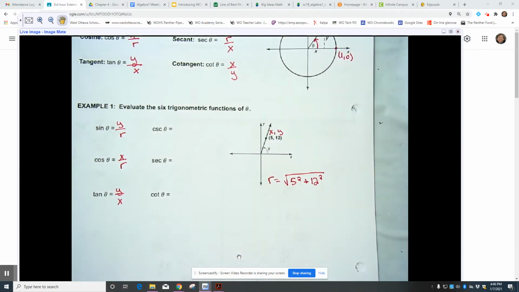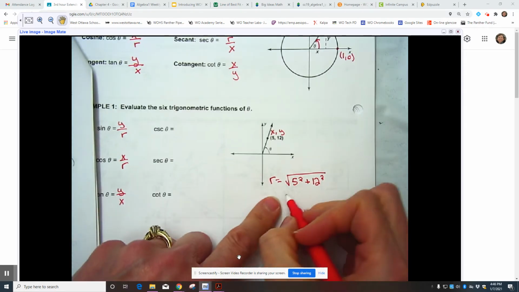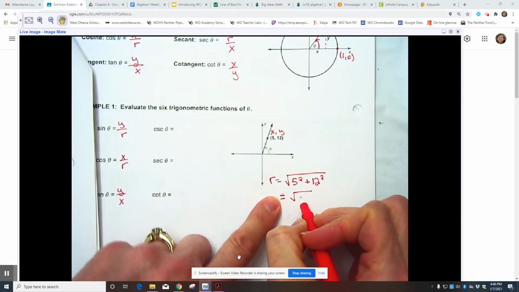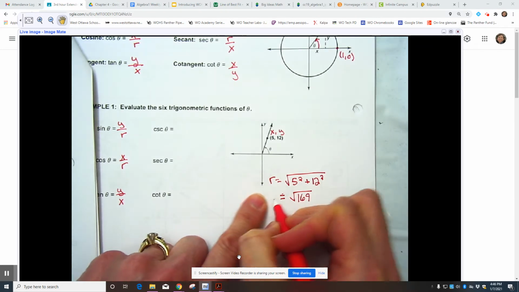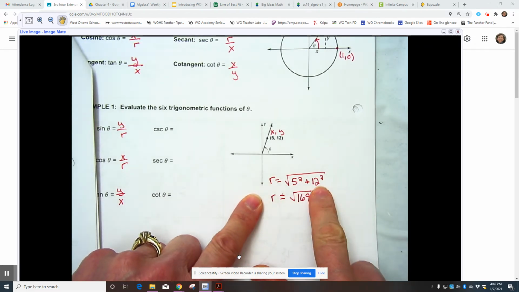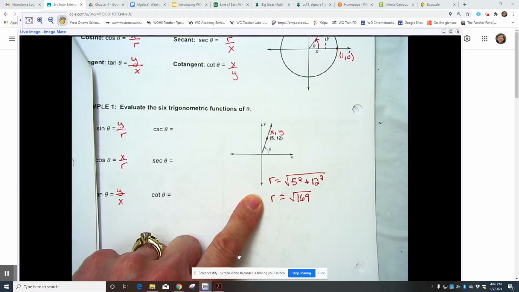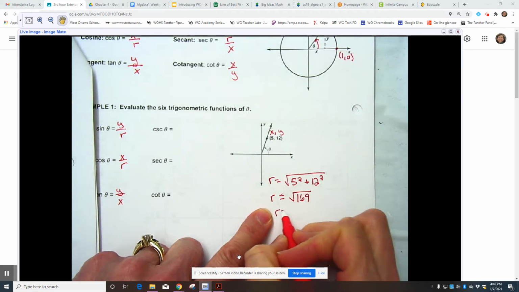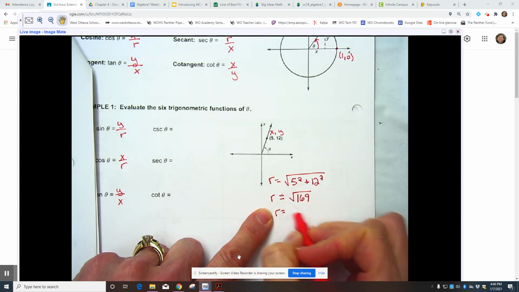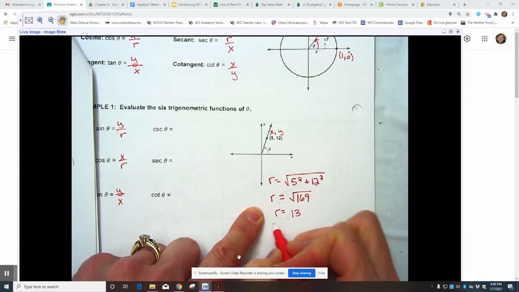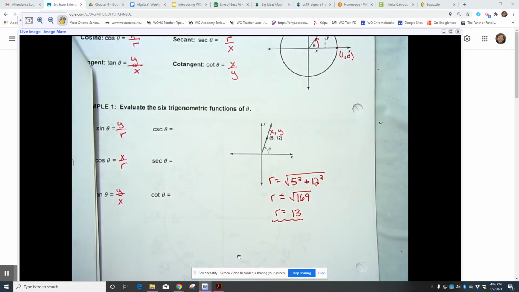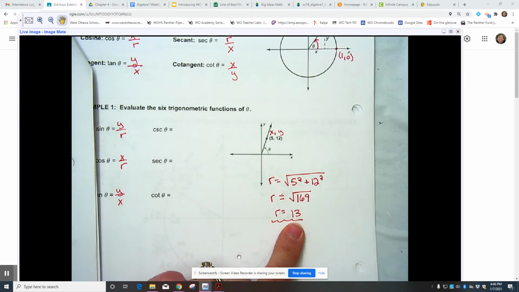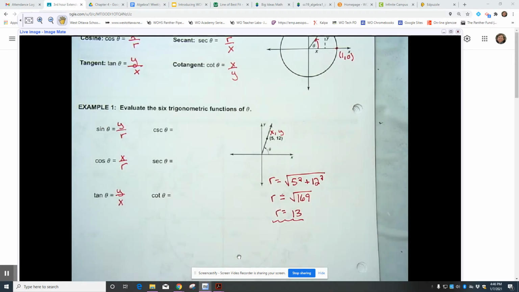Okay, so what I get here is r is equal to the square root of 169. 25 plus 144 is 169. 169 is a perfect square, so I'm going to simplify that one step further. If you put this in the calculator, the square root of 169 is 13. You're going to get a nice whole number. When it's a perfect square, we want to simplify it down to that nice whole number.